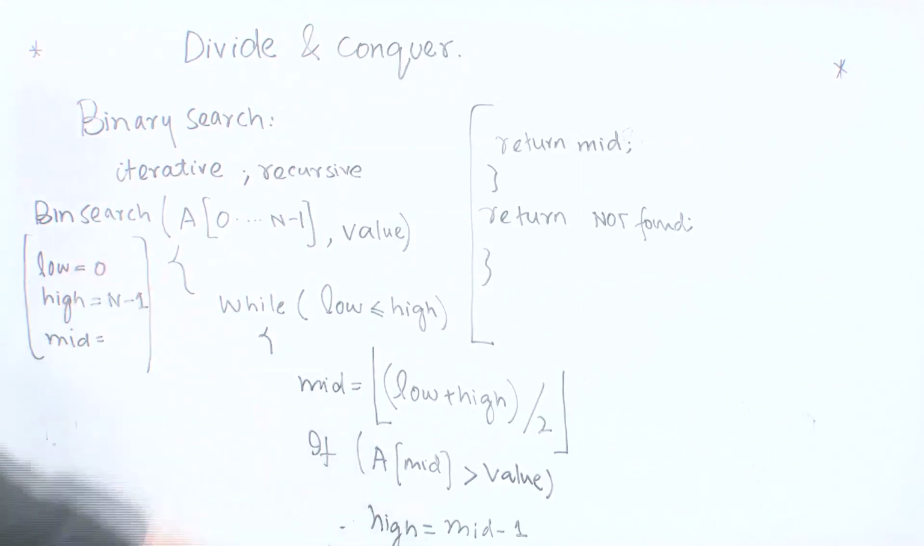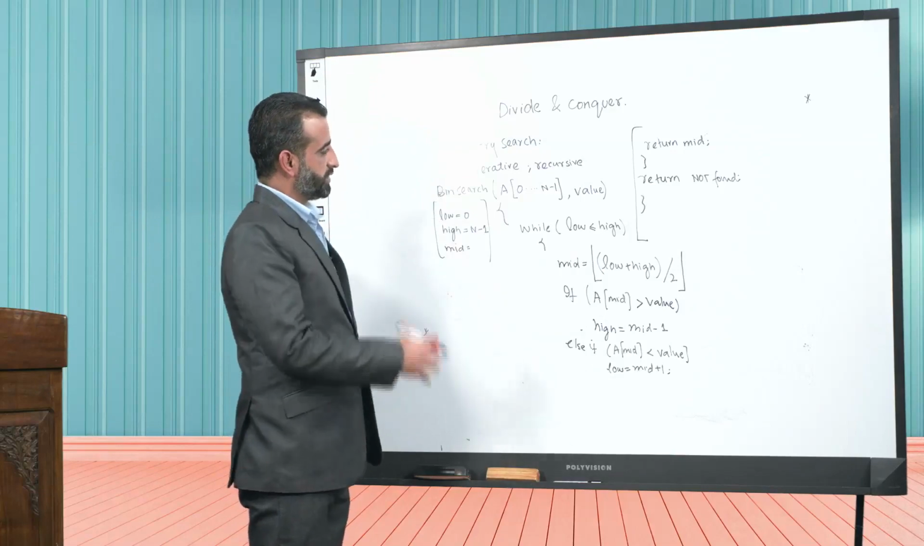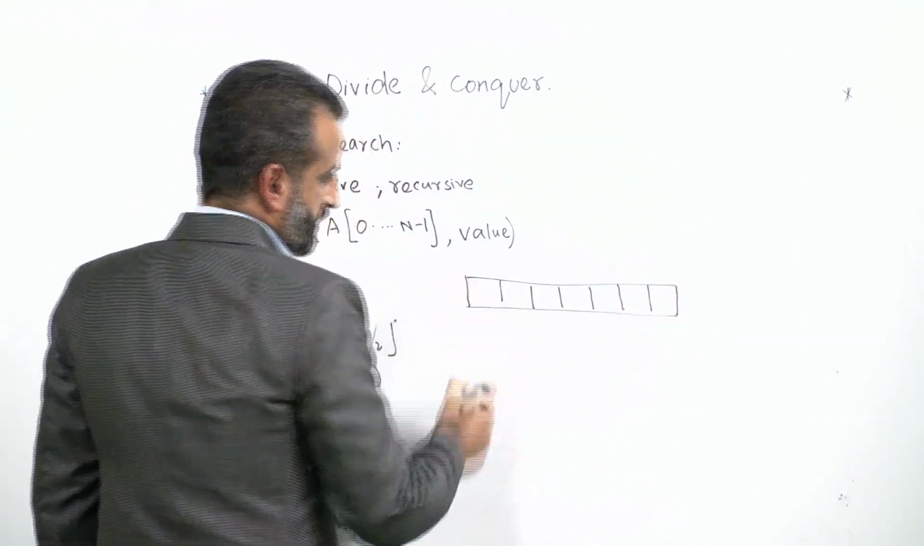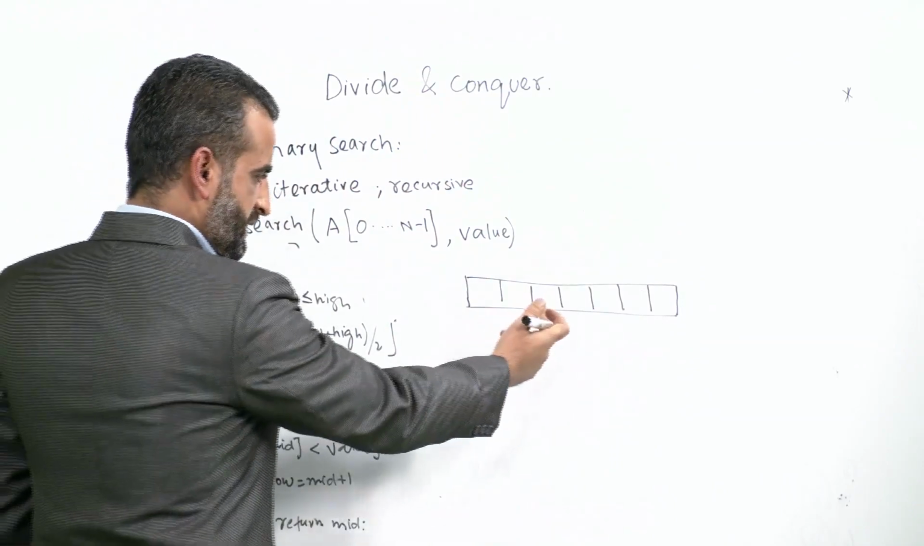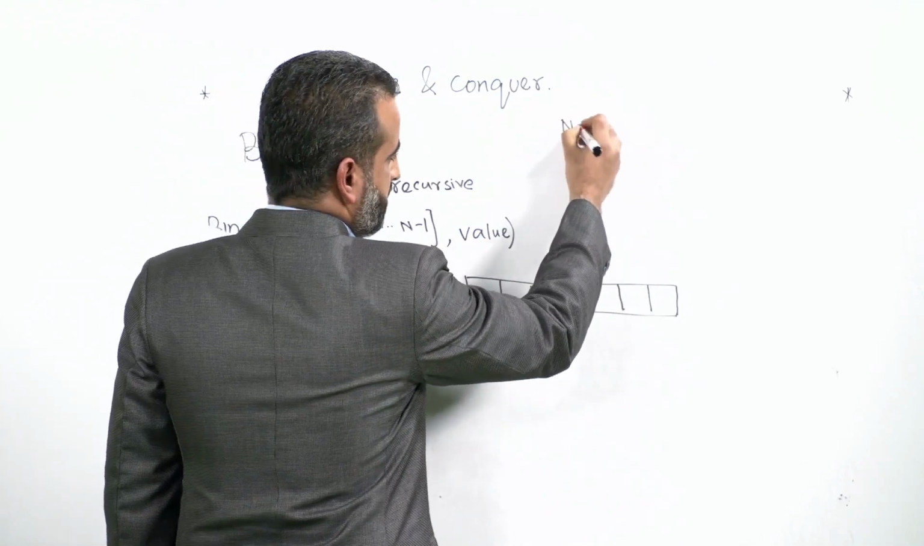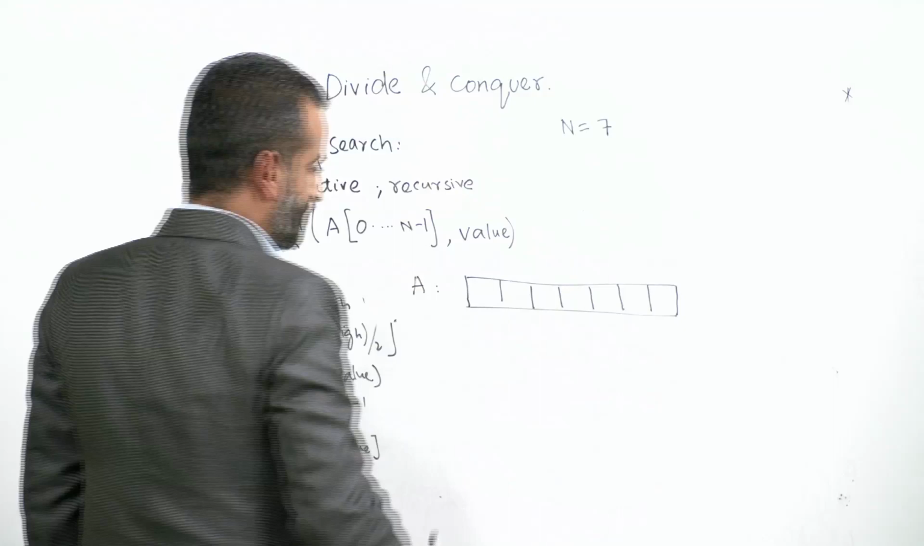To understand this whole algorithm, let's take an example and try to analyze this whole algorithm using an example. So the number of elements in this particular array, we have 7 elements. So in this case, you can put it like this. Size of the array is 7. So this is my array A.